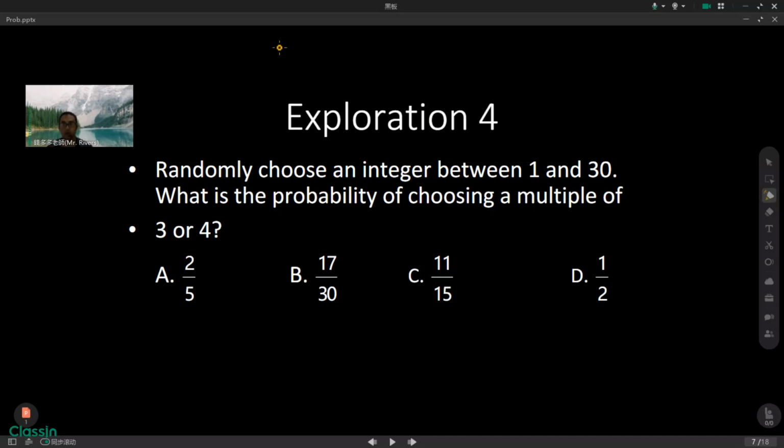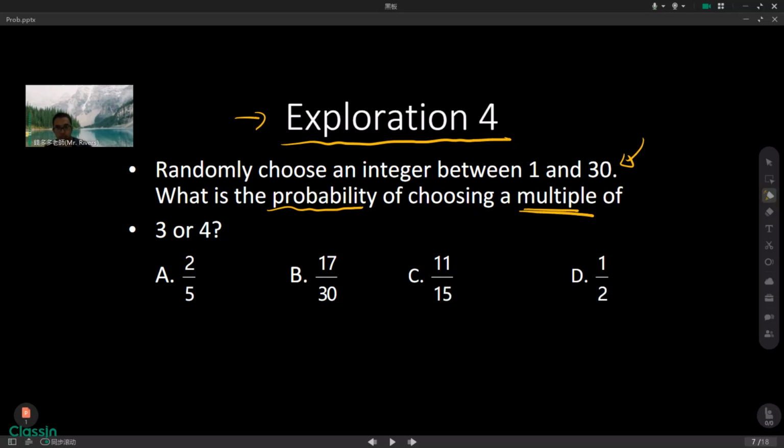Let's move to our question today, exploration 4. Please check your question and read the question with me. Randomly choose an integer between 1 and 30. What is the probability of choosing a multiple of 3 or 4? Probability of a multiple of 3 or 4.